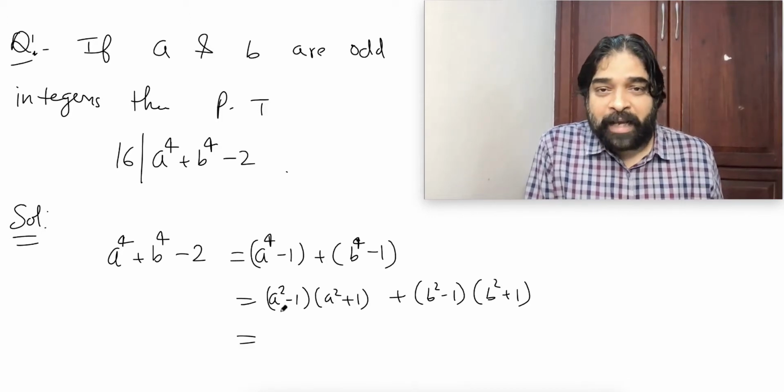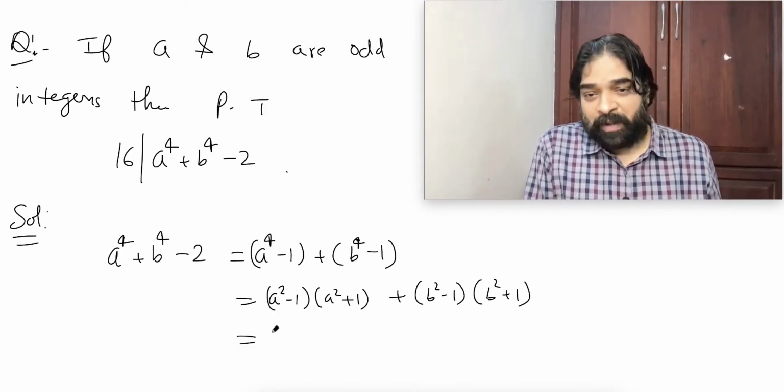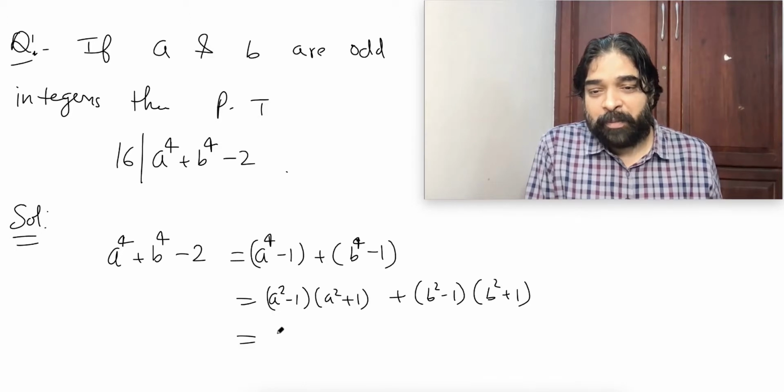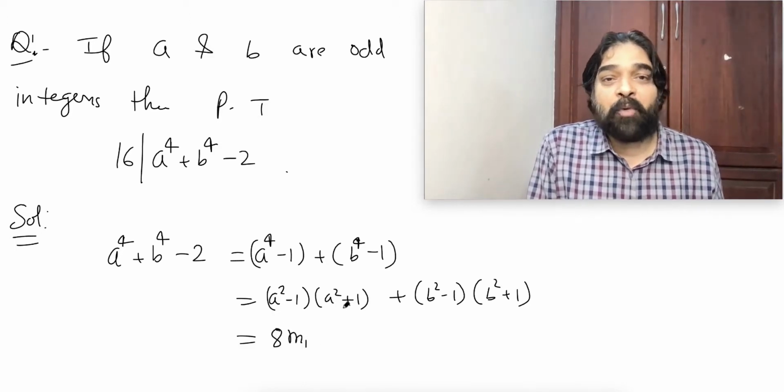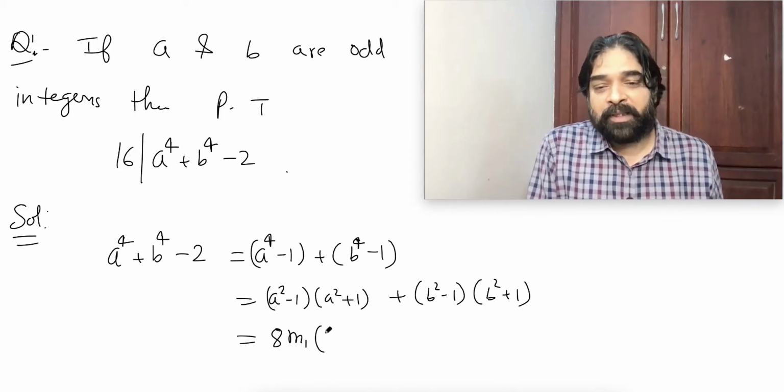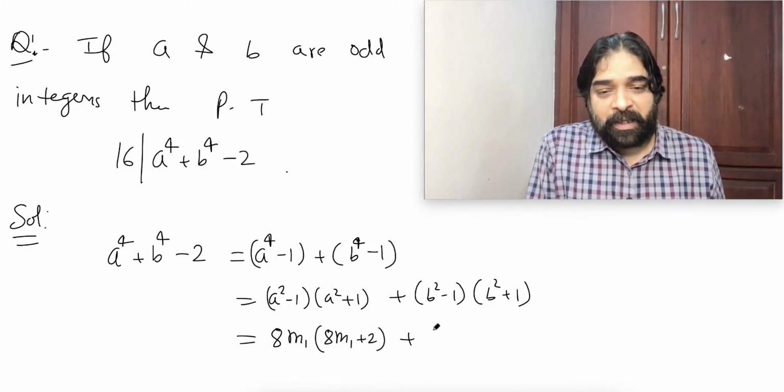A square, I can write what? 8m1 plus 1, 8m1 plus 1. So this will become 8m1 simply. And this will become what? 8m1 plus 1 plus 1, means 8m1 plus 1 means 2. Plus this will become 8m2. And this will become 8m2 plus 1 means plus 2.